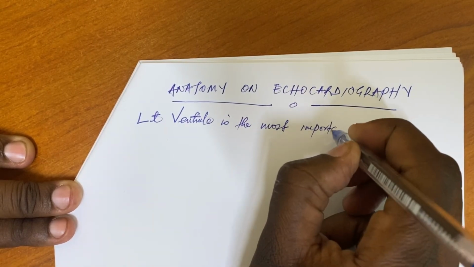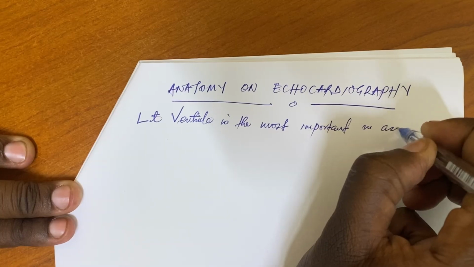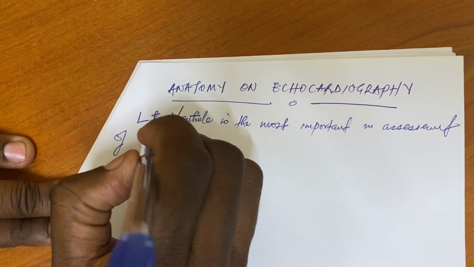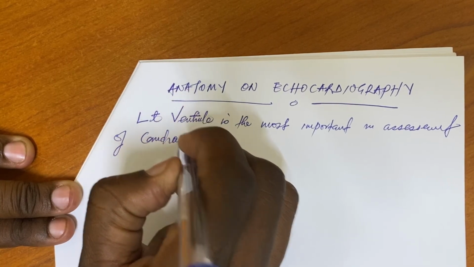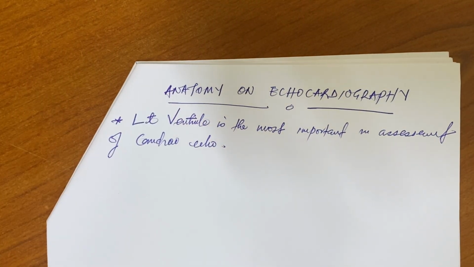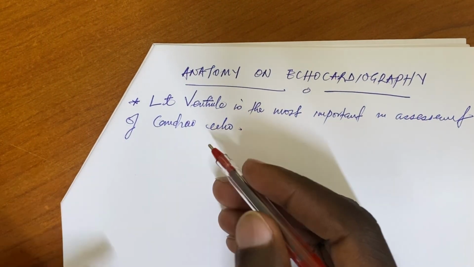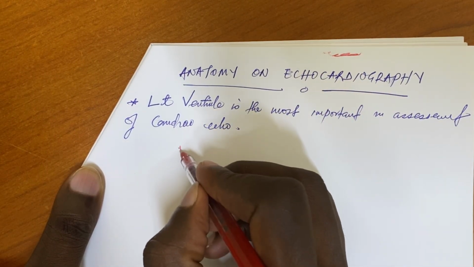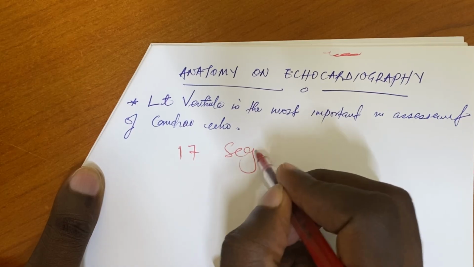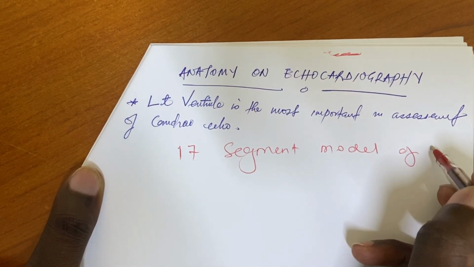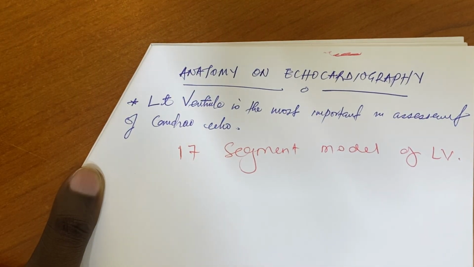It is going to be divided in many segments. So we are going to look at the 17 segments, the 17 segment model of left ventricle.